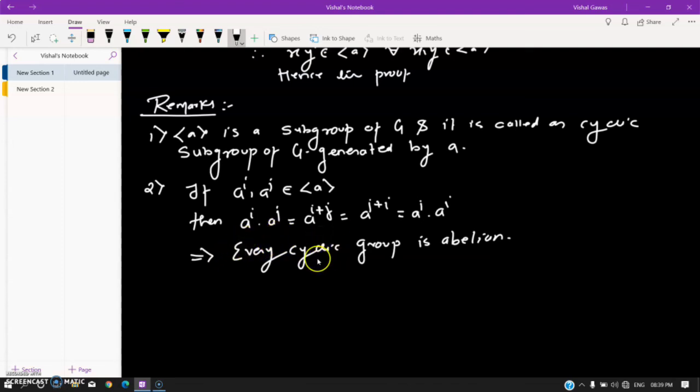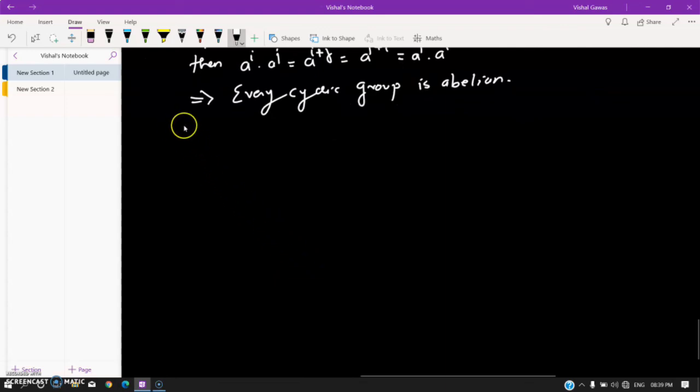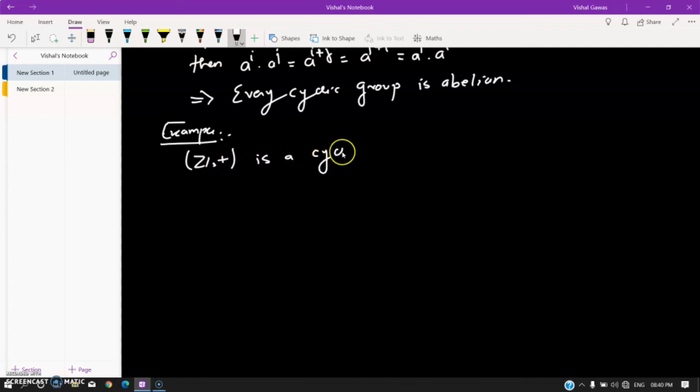What are cyclic groups? For the time being, it's enough that we understand this. We would learn about cyclic groups in detail in the next chapter, but for the time being, let's understand certain examples. We will take more examples as we go along in the third chapter. Example: Z with respect to addition is a cyclic group as Z is generated by 1.